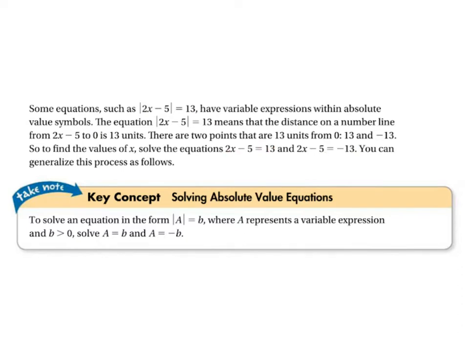So if we wanted to find the values of x that would put this equal to 13, meaning 13 units from 0, or to negative 13, 13 units from 0, we set them equal to those numbers and we solve them. So this key concept says, to solve an equation in the form of the absolute value of a equals b, where a can be an expression and b has to be greater than 0, because you can't have negative absolute values, you solve a equals b and a equals negative b. Set whatever's inside equal to the number that's there on the right and the opposite of it.